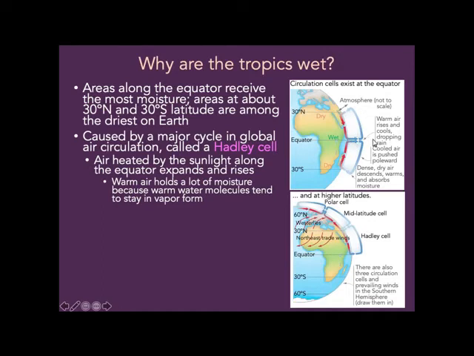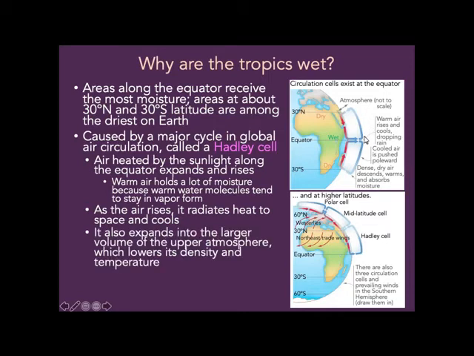Okay. Warm air can hold a lot of moisture, and that is because the warm water molecules tend to stay in vapor form and don't tend to turn into a liquid form. Okay, so now you have this warm, wet air rising. And as it rises, the atmosphere around it is cooler, right? So the air loses heat into the atmosphere and it cools as it goes up. It will also expand into the larger volume of the upper atmosphere, so that causes it to be less dense and also to become cooler.